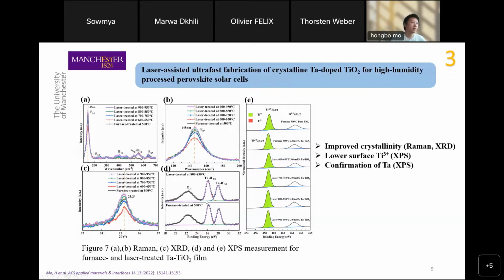To confirm that Ta is doped into the titanium dioxide, we carried out XPS, and we found that Ta is doped into the titanium dioxide, with Ta peaks observed from the XPS. And to study the surface Ta3+ state, we calculated the ratio of Ta3+ to Ta4+, and we found that as the laser treatment temperature increases, the ratio drops. That means the surface defects are reduced, which is beneficial for perovskite solar cell performance.